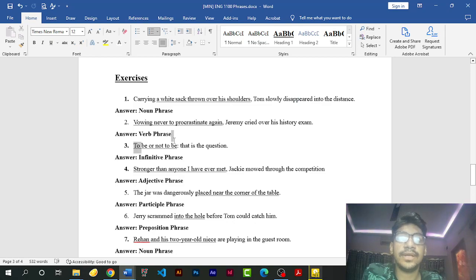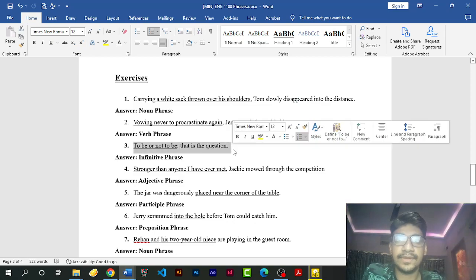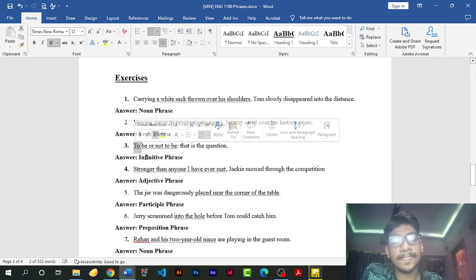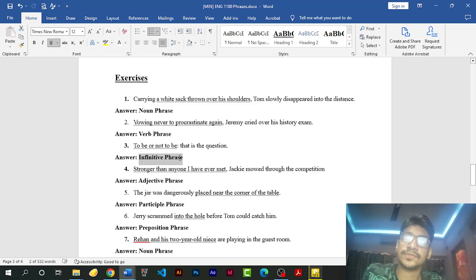Number 3, to be or not to be, that is the question. This is a very famous line from Shakespeare's Hamlet, by Prince Hamlet. It's one of the soliloquies, actually the first line. So why is it an infinitive phrase? That's because of the word to. It's a preposition, to, right? But it's a special type of preposition when it comes to phrases. So it's not a prepositional phrase, but an infinitive phrase. Whenever you see the word to at the beginning of any underlined portion of a sentence, that's an infinitive phrase.